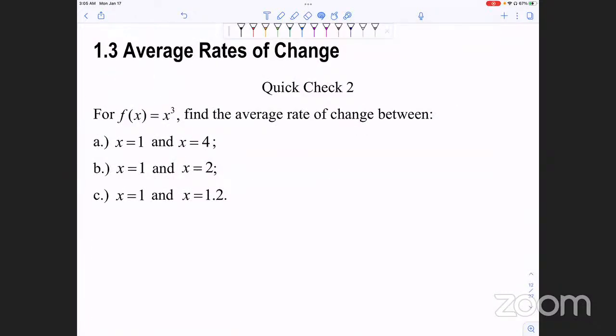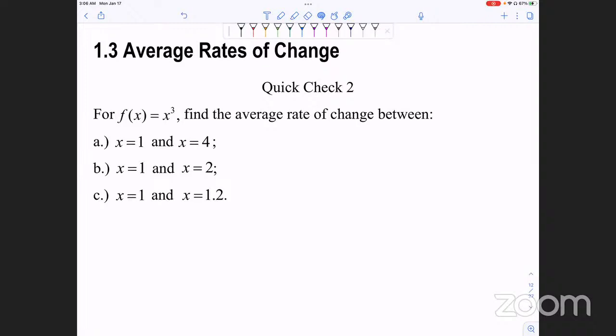Okay. So for f of x equals x cubed, we're asked to find the average rate of change as x goes from 1 to 4, 1 to 2, and then 1 to 1.2. Notice that the second point is getting closer and closer to 1, right? The first point is x equals 1. The second point, first we did 4, then 2, then 1.2. So the second point is getting closer and closer to the first. Let's see what happens to the average rate of change for this function as the second point gets closer to the first, right?